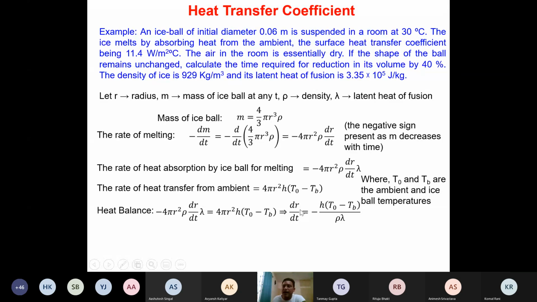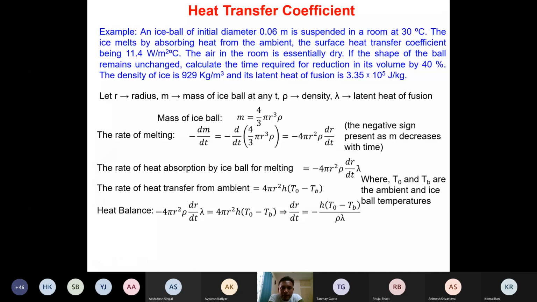So that is given as dr by dt, which is nothing but the change in the radius of the ice ball with respect to time. That is obtained as minus h delta t divided by rho lambda. Now you can integrate this equation and apply the conditions given. The initial condition is at time t equals 0, the initial diameter is given, that is 0.06. You can put it in this equation and find out the constant. So please integrate.